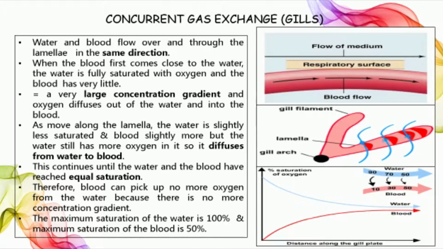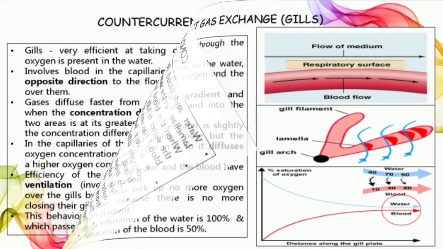This continues until the water and the blood have reached equal saturation, and this can be seen in the graph. Therefore, blood can pick up no more oxygen from the water because there is no more concentration gradient. The maximum saturation of the water is 100% and the maximum saturation of the blood is only 50%.